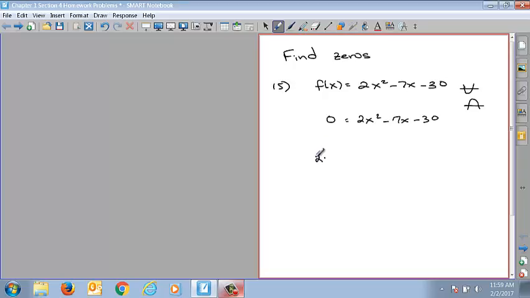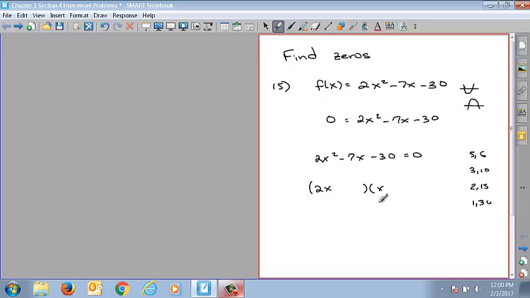So first thing I'm going to do is put the function on the left-hand side. And then we just need to factor. So the first terms, as far as x, one has to be 2 and one has to be 1. 2 times 1 is 2. And then the question is, we have to have the second number be a product of two numbers that's 30. So they could be 5 and 6. They could be 3 and 10. They could be 2 and 15. They could be 1 and 30.